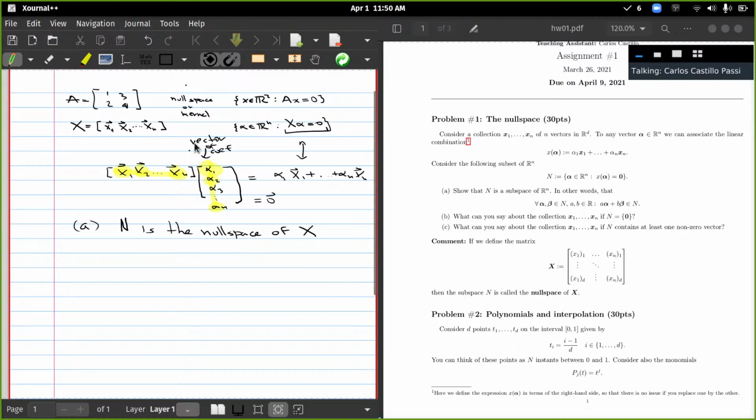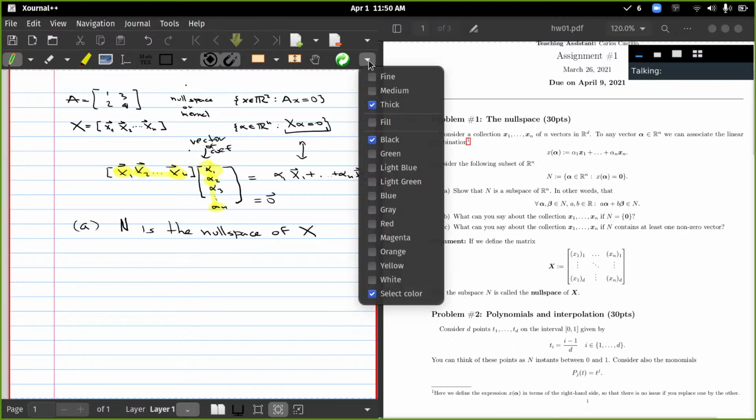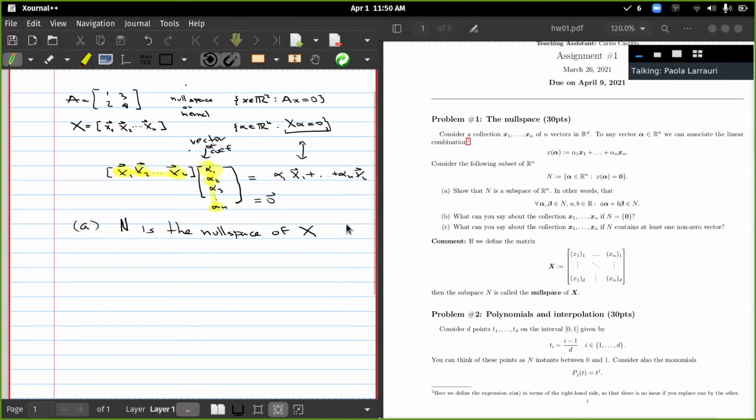Hello, someone? Okay, so how exactly can you prove that a vector, for example, alpha, is in this set? How do you answer this?